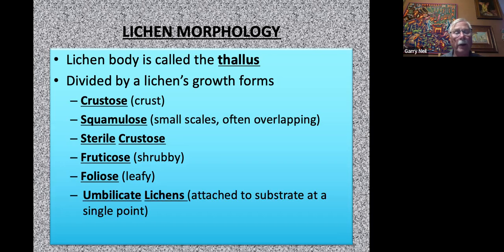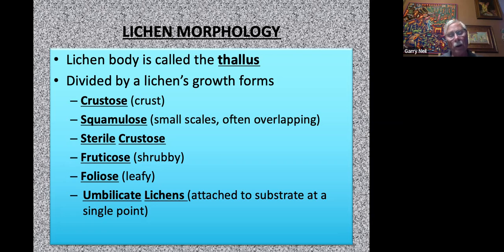And then there are what we call the umbilicate lichens. Umbilicate lichens almost look like a mushroom. They have a little structure called an umbo, which is like a tiny little stalk that's usually attached to rock. And then growing out of the top of that little stalk, they form these large foliose-like structures. And so they're called umbilicate.